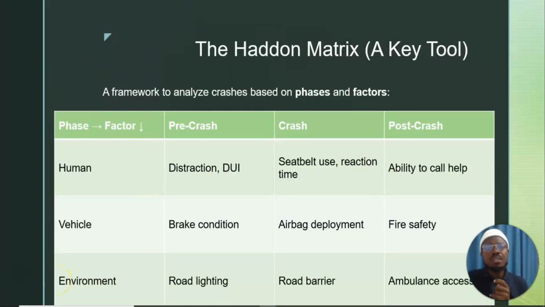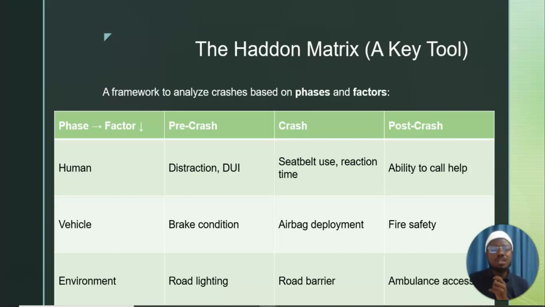So here we have the Haddon matrix, a key tool. It's just a framework to analyze crashes based on the phases and the factors. We can see from this table, we have the human, and here we have the factor. So what is a pre-crash? Maybe it might be in the form of distraction. Before the crash happens, what is the factor that might have led to the crash? It might be a distraction, or it might also be DUI, that is, driving under the influence.